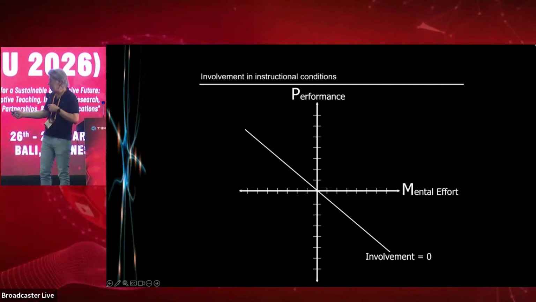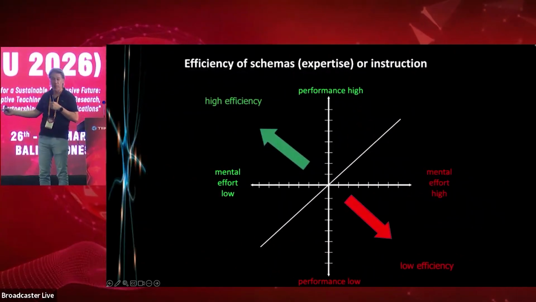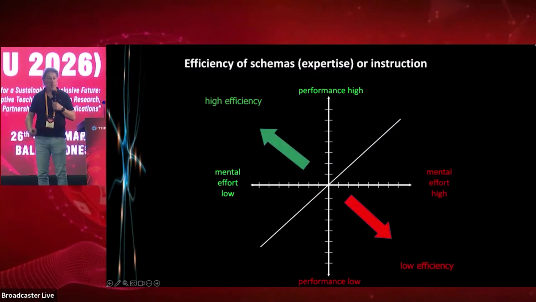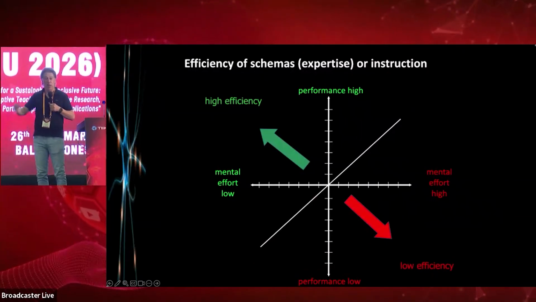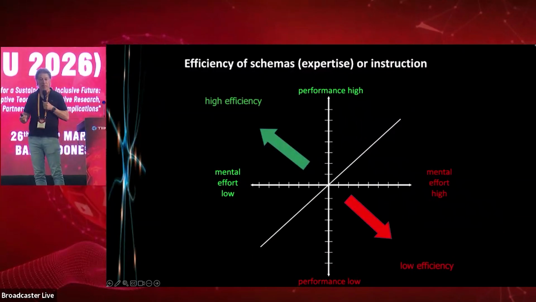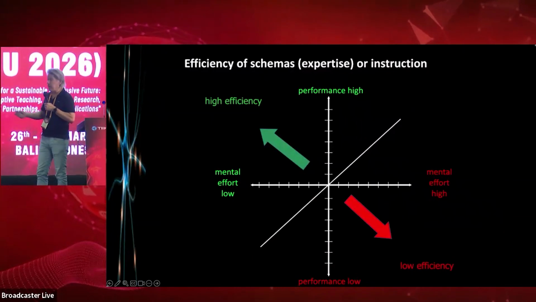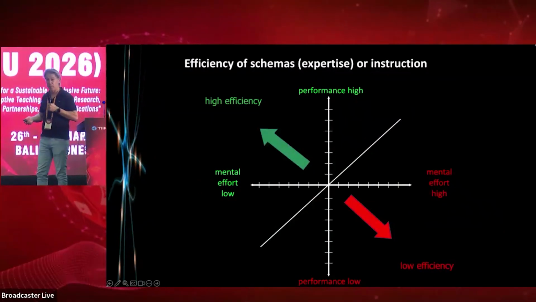On the other hand, if you have to invest a lot of effort and you have low performance, then that means that your schema was not efficient. And so based on all the points in this cross of axes, which is actually a calculational method, you can present a next task to a student, which takes into account the efficiency of the schemas in terms of the performance and mental effort.